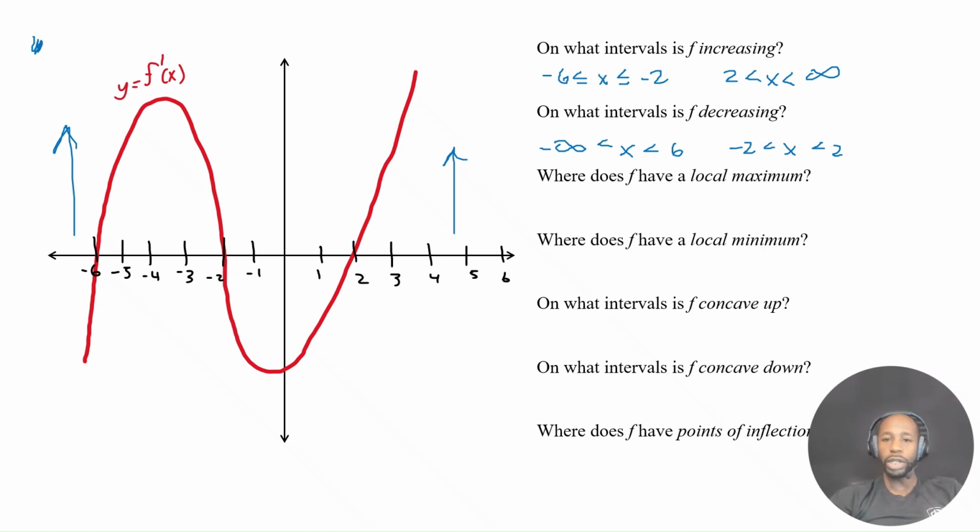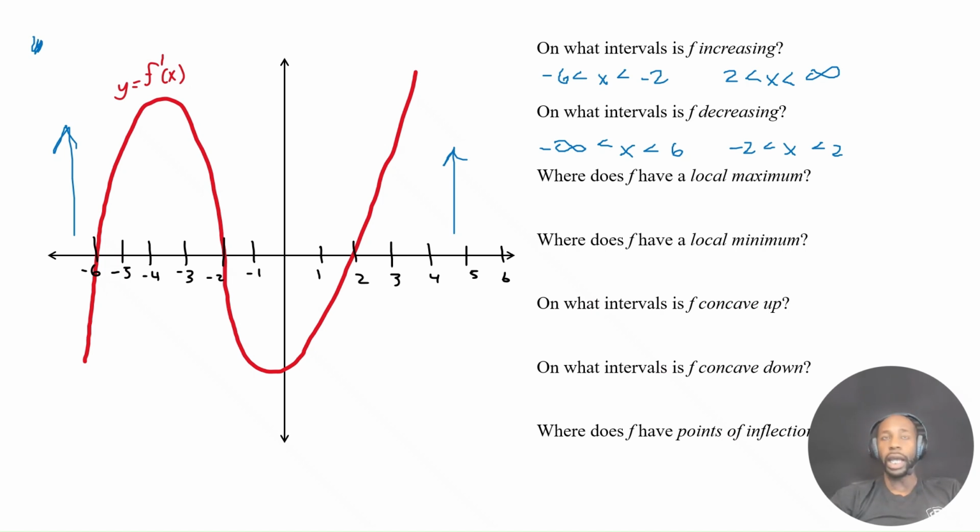A lot of times people use interval notation. I'm just not using interval notation. It'd probably be better to use that. But anyhow, again, it's decreasing because we see that the first derivative is less than 0.